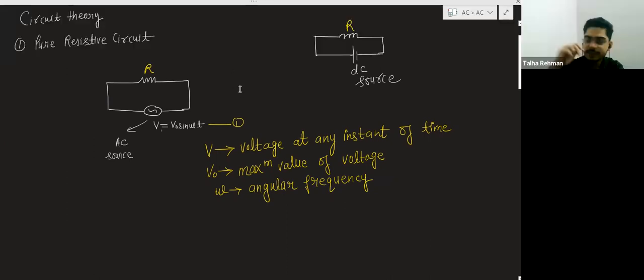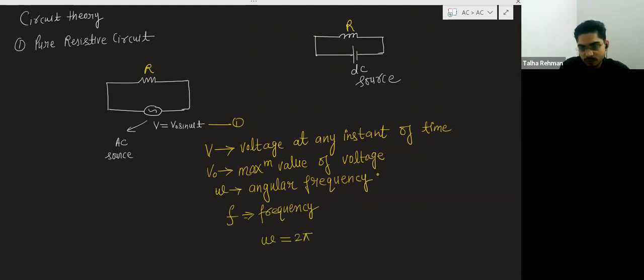Okay. And there is a relation between the angular frequency and the frequency. If f is your frequency, then omega is equal to 2 pi into f. Omega is equal to 2 pi f.